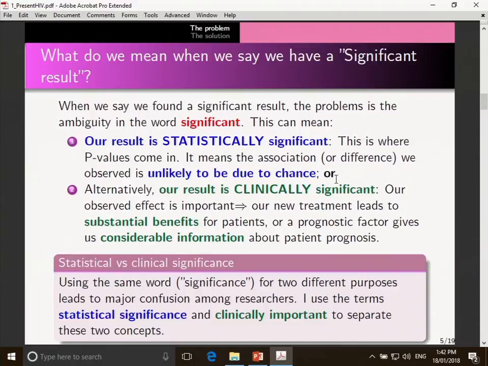Alternatively, our result might be clinically significant. And what that means is our observed effect is important. So for example, our treatment leads to substantial benefit in terms of patient outcomes, or a prognostic factor might give us considerable information about a patient's prognosis. Okay, so that's important, as opposed to unlikely to be due to chance. These mean two different things.